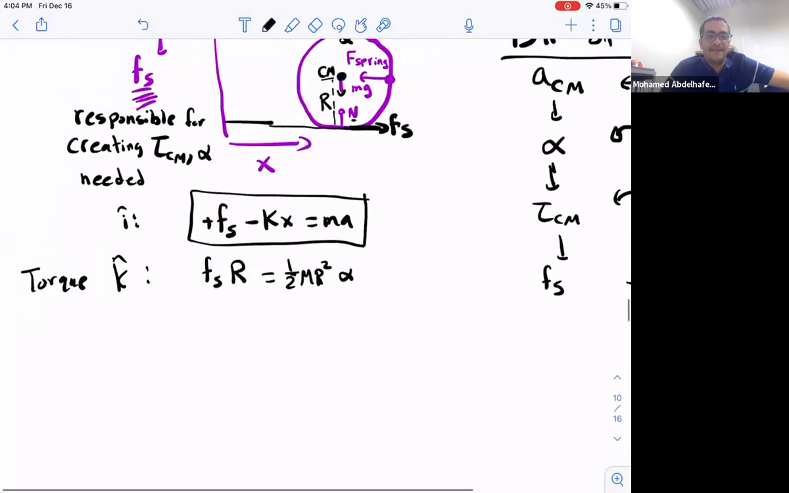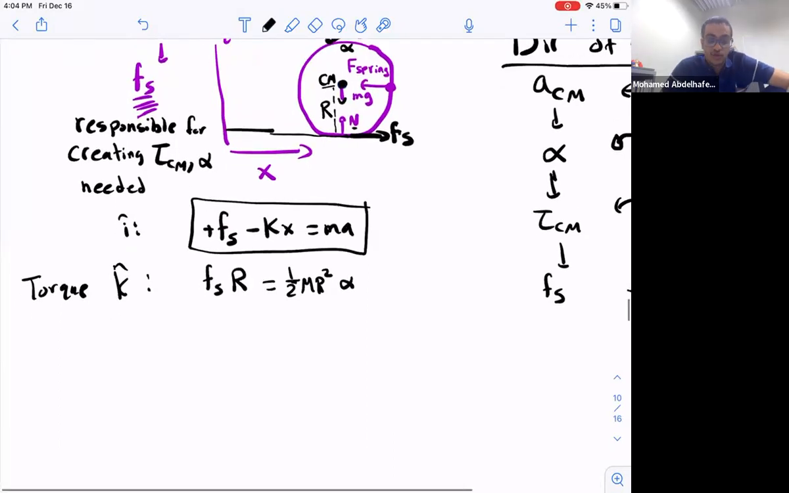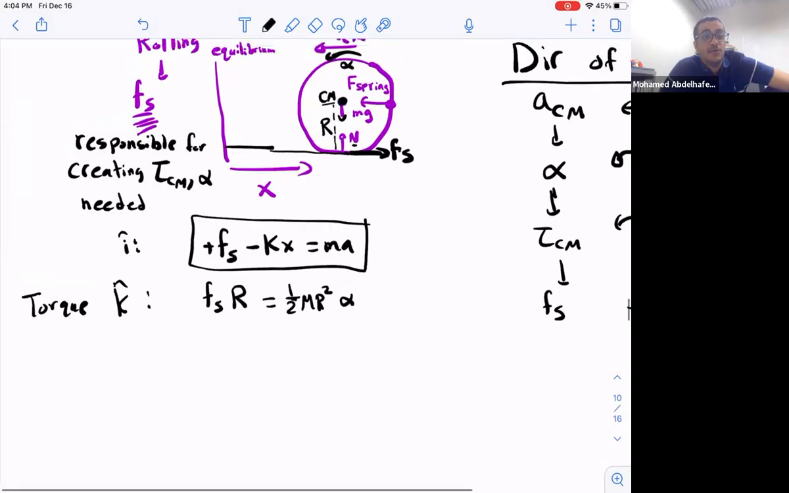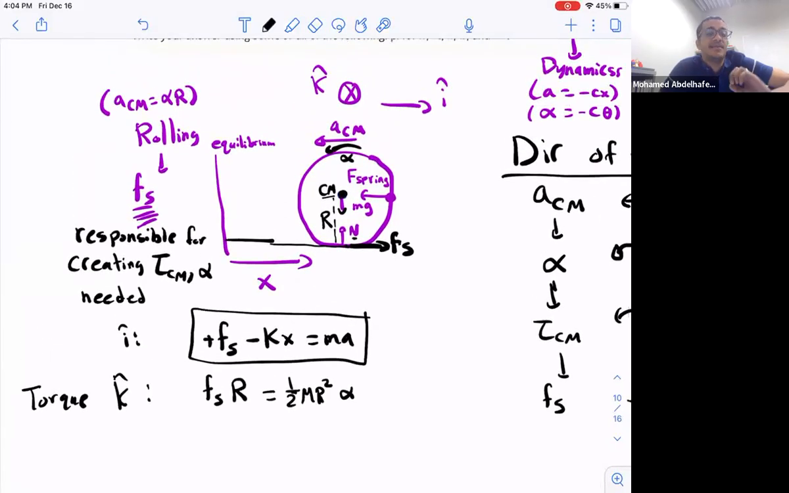Static friction is Fs, and the spring force is minus kx. What is missing from this equation is the sign of the torque. I need to make sure that I put the sign for this torque correctly. Is the torque coming from this static friction here?